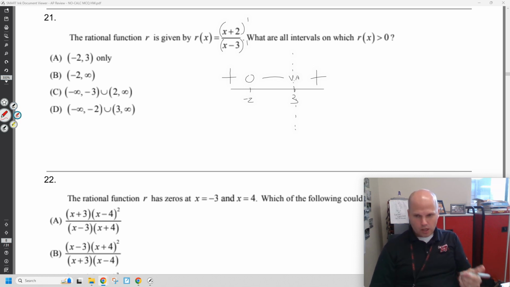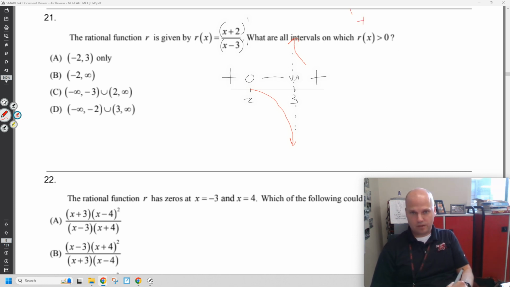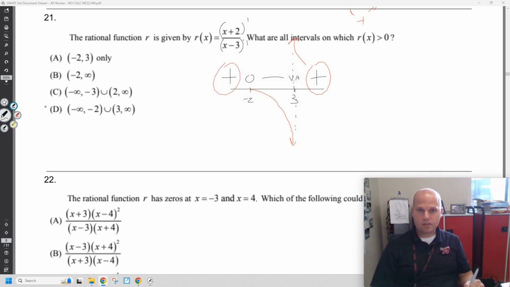We should understand, and we can do a little bit more analysis around how we are going to be trending towards negative infinity around this vertical asymptote, how we're going to be coming from infinity. If we need to talk about a limit statement to the left and right of 3, we could talk about that. But right now we're just talking about when are we positive. And here we are positive, and here we are positive. To the left of -2 and to the right of 3.